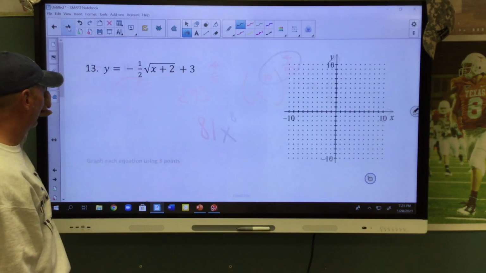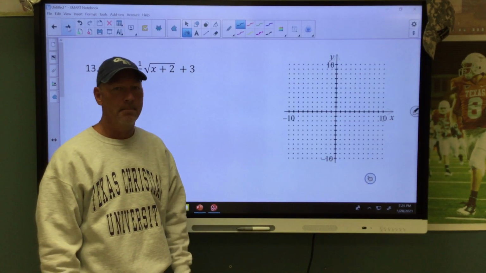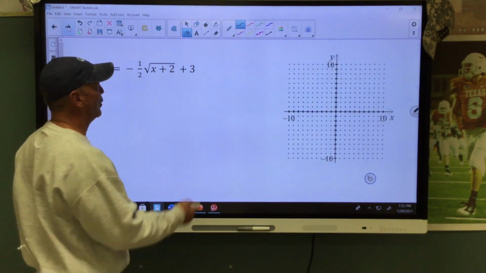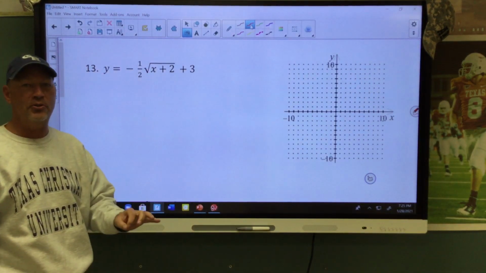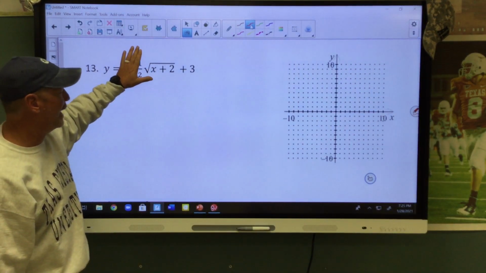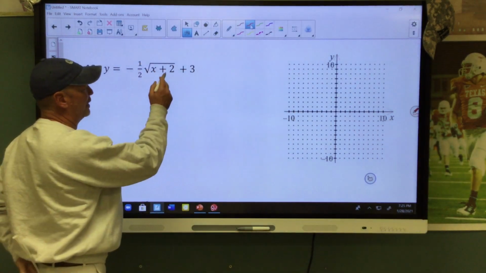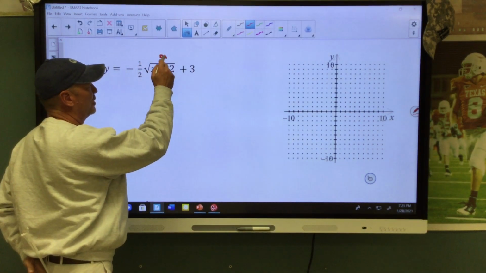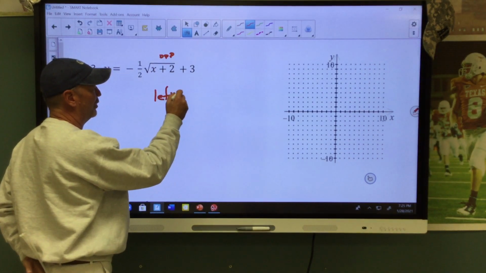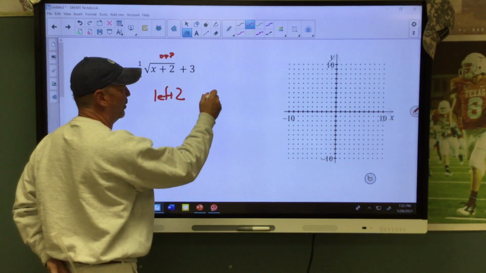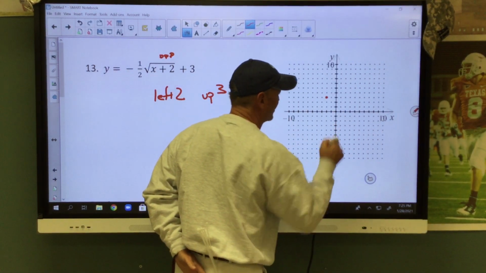Next problem. They want you to graph. We're going to graph this, okay? So the first thing I want you to do when we graph is I want you to determine your starting point. Determine your starting point. Don't look at your A, look at anything in front of the radical. This is going to tell me to shift. Remember, we're thinking opposite here. This is going to tell me to go to the left 2, and this is going to say to go up 3. So we're going to go left 2, up 3, and there is my starting point.